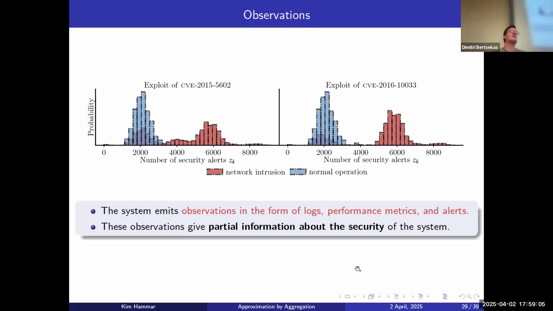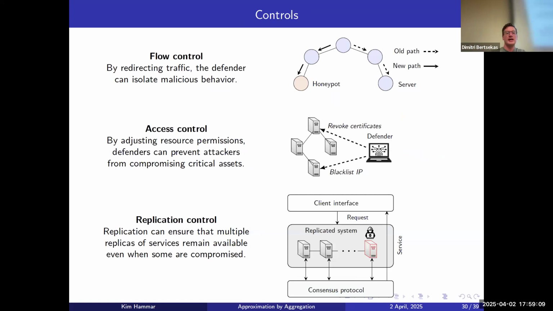So this would then be your observation distribution in the POMDP. And regarding the controls, this can be almost anything to reconfigure the network, but here's just 3 examples. So one control will be flow control, where you dynamically reprogram your network topology to redirect network flows and try to isolate potential suspicious network traffic.